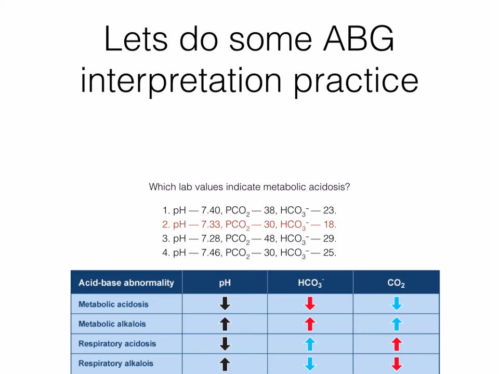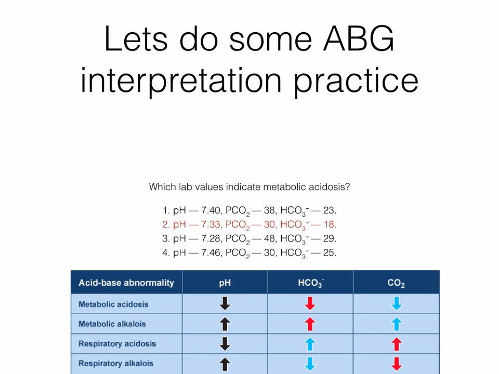Now we have decided it's either number 2 or number 3. Let's look at the second one, and we see that the carbon dioxide is 30. What is the normal carbon dioxide? The normal carbon dioxide is from 35 to 45. So we know that carbon dioxide here is low. Then we look at bicarbonate, which is HCO3, and it's 18. What is the normal range for HCO3? The normal range for HCO3 is 22 to 26. So HCO3 is low too. Now we know that pH is low, carbon dioxide is low, bicarbonate is low.